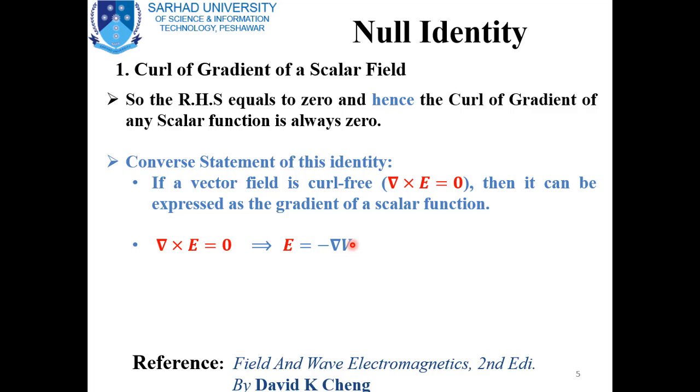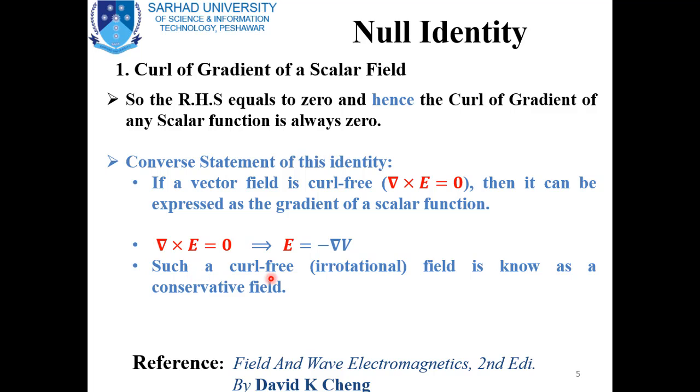Here V is a scalar potential which can be a function of coordinates x, y, z, or r, phi, z, or r, theta, phi. So any curl-free vector can be written as a negative gradient of some scalar potential, and such a curl-free field, which is an irrotational field, is also known as a conservative field. A property of the conservative field is that when work is done by a force, that work is independent of the path chosen.